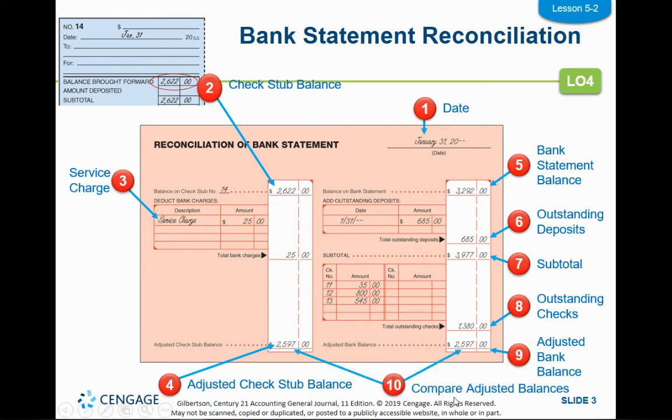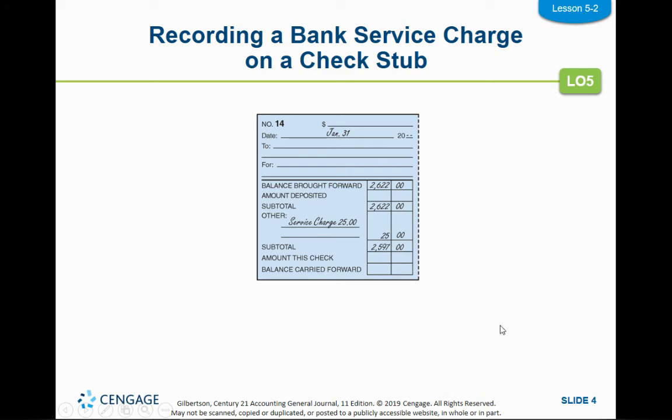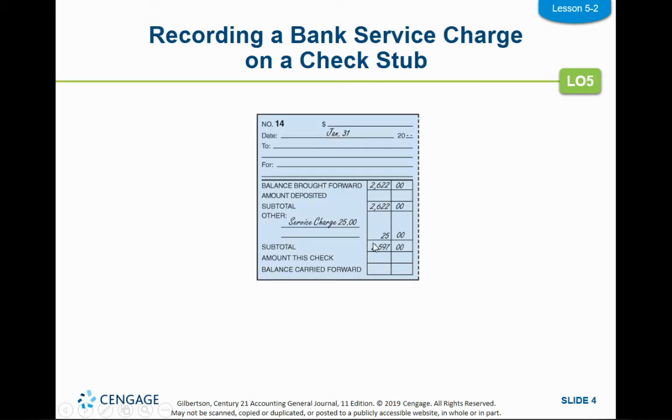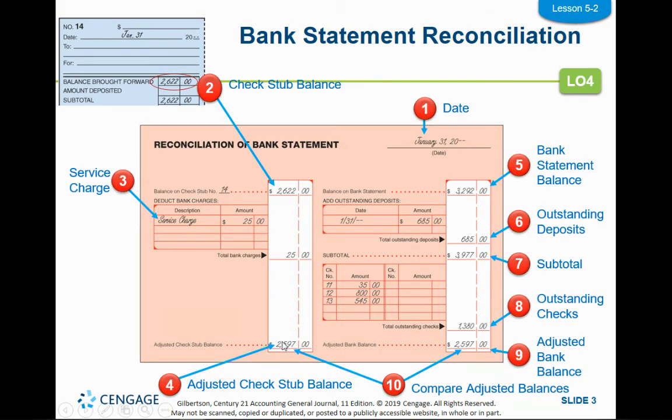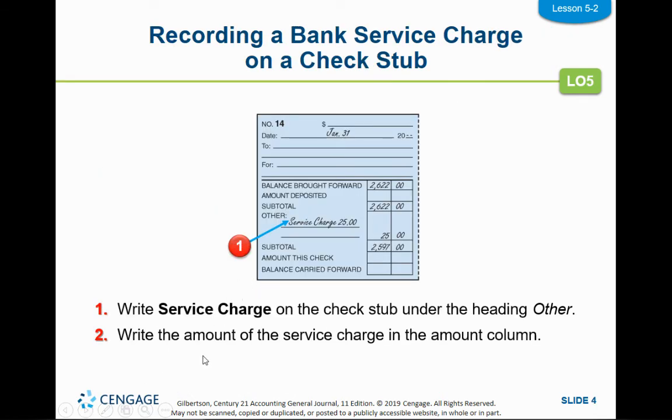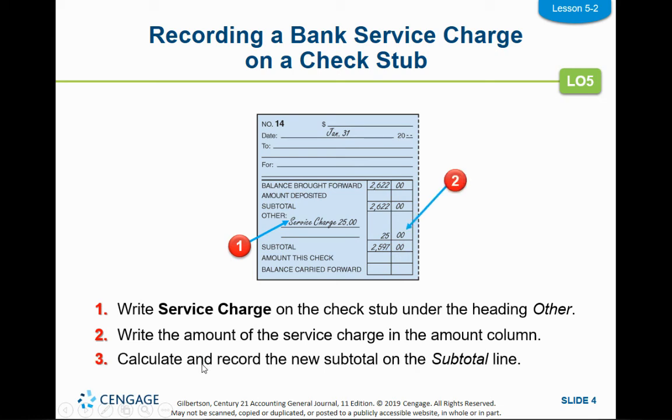After they do balance, then you're going to come back to your check stub, which is your records, and you're going to record that service charge on that check stub. Because doing it over here tells us we need to do it, but we have to get it put on the check stub so that our check stub balance here now matches what we said it should right here. So you just write service charge on there, write the amount of the service charge, calculate and record the new balance on the subtotal line. Now your check stub's ready to write the next check.